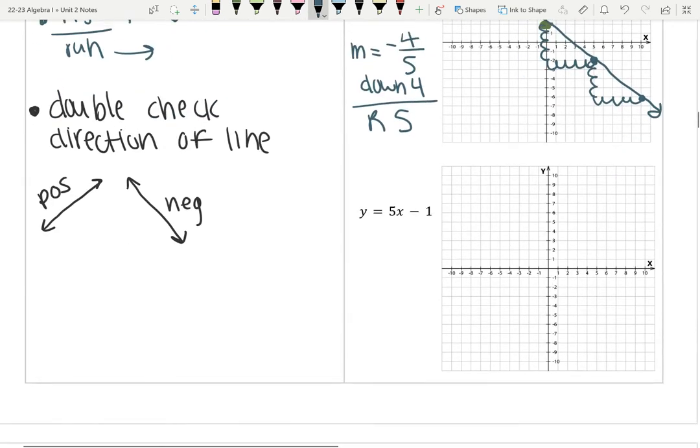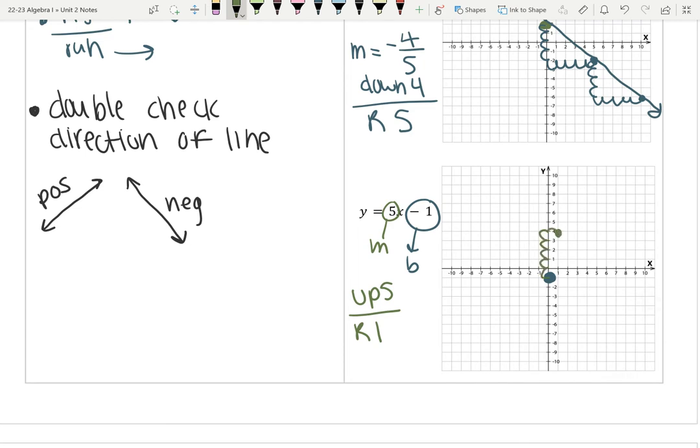Okay, on this next one, again, I'm going to start right here at negative 1. That's my b, so I'm going to start right here. Now my slope here just says 5. This means I'm going to go up 5 and then to the right 1. So really it's like 5 over 1. So 1, 2, 3, 4, 5, and then to the right 1. And one more time, 1, 2, 3, 4, 5, and then to the right 1. Then connect those dots. I'm going to double check my slope was positive, and I did make a line in a positive direction.